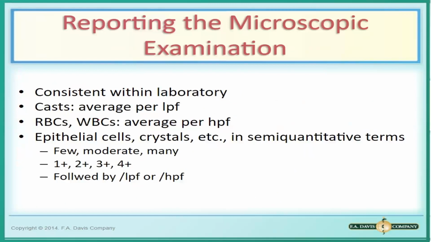Reporting natin dito: casts is average per low power field, RBC/WBC per high power field, epithelial cells and crystals in semi-quantitative terms. Example is few, moderate, or many. Sa crystals, kapag normal crystal, it should be read at high power field. Kapag abnormal, it's at low power field.